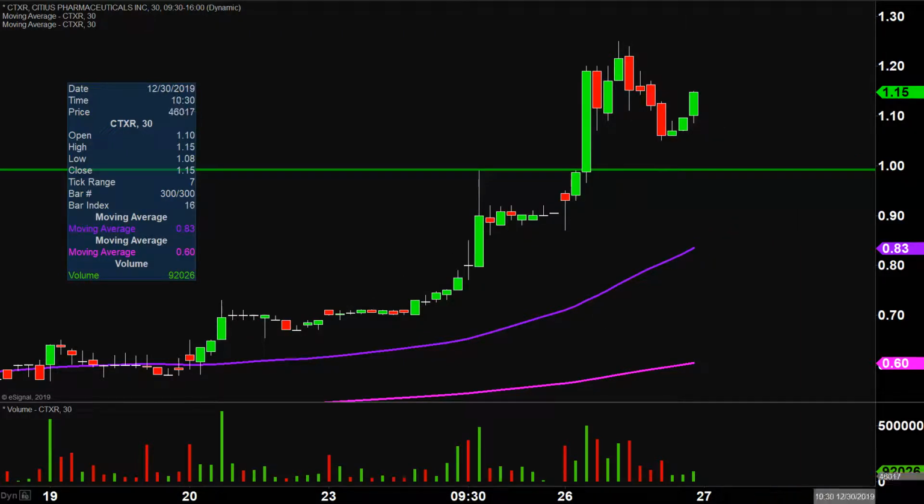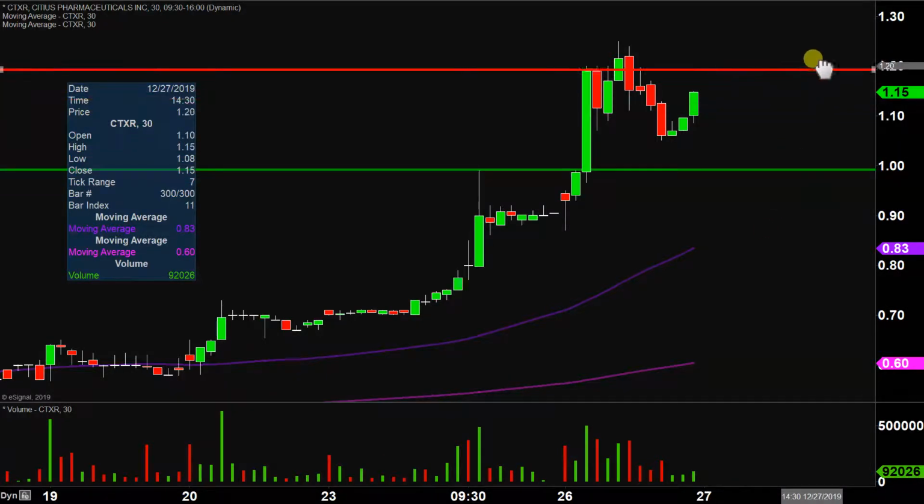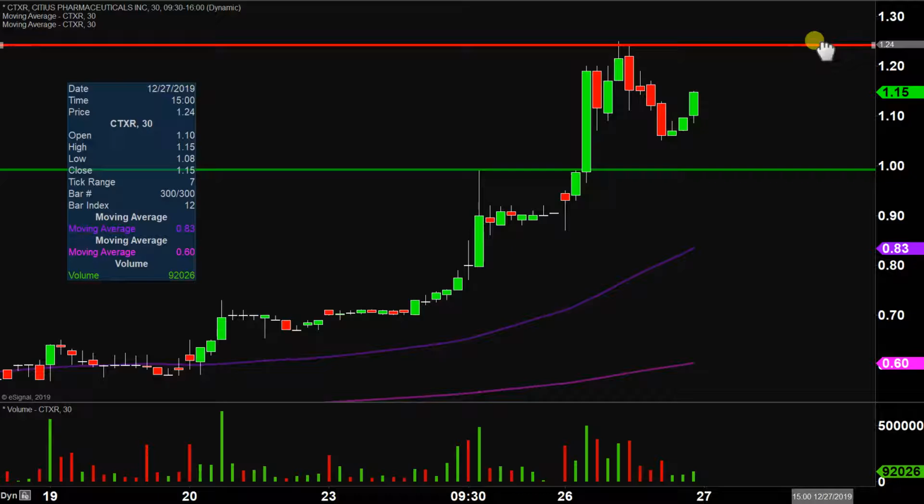What about levels of resistance moving forward? Nothing fancy or complicated here, just really a question of, well, where did the party finally stop today? And that occurred right up there at $1.25. So $1.25, public enemy number one going into Friday.